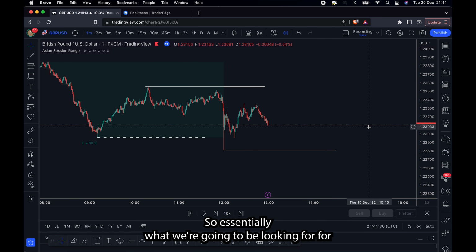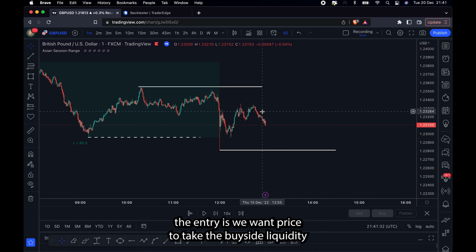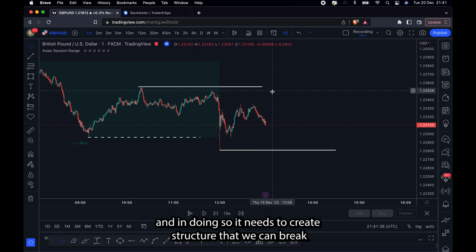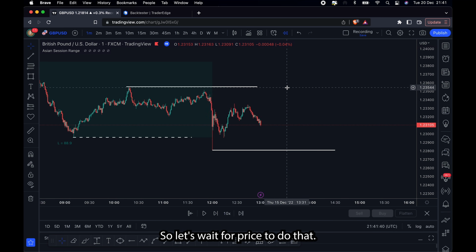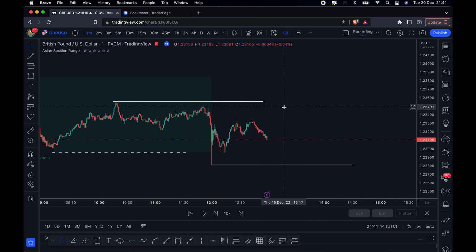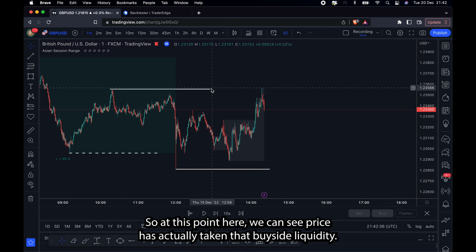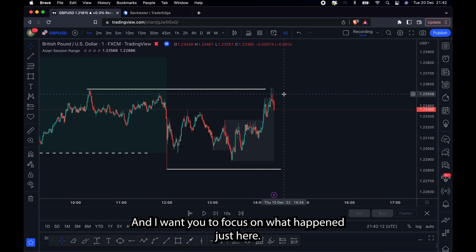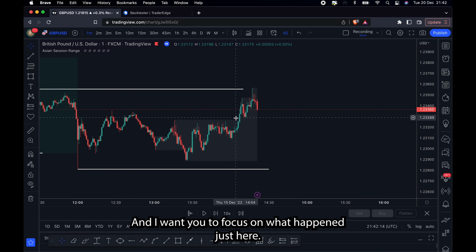So essentially what we're going to be looking for in the entry is we want price to take the buy side liquidity, and in doing so it needs to create structure that we can break and then enter off an imbalance. So let's wait for price to do that. Okay, so at this point here we can see price has actually taken that buy side liquidity, and I want you to focus on what happened just here.